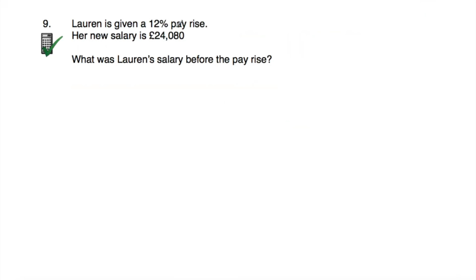Lauren is given a 12% pay rise and her new salary is £24,080. The question says, what was Lauren's salary before the pay rise? Obviously Lauren's pay has gone up by 12%, so she would have had 100% to begin with. It's gone up by 12%, so she's now got 112%. So 112% is equal to what her salary is now, which is £24,080.